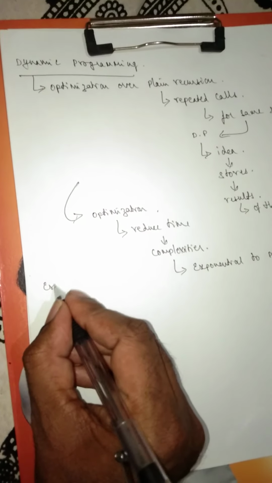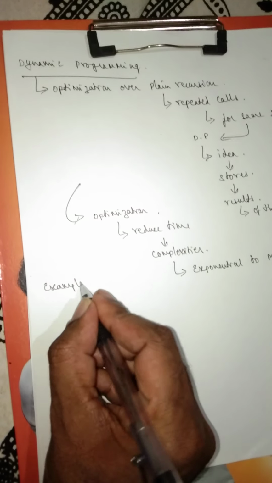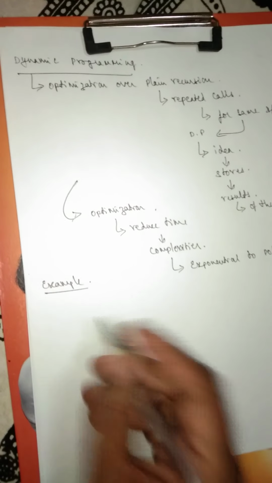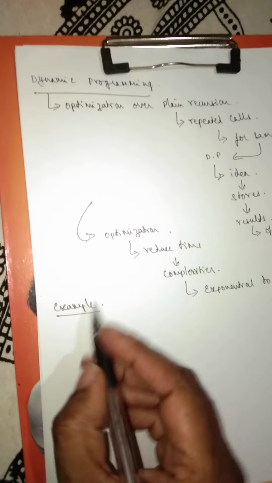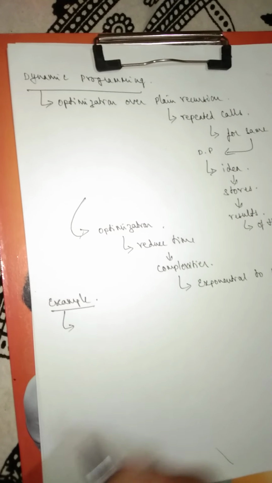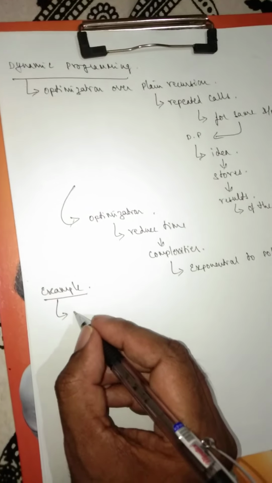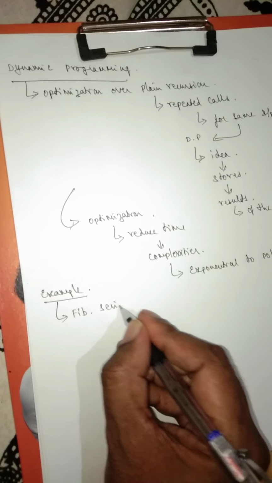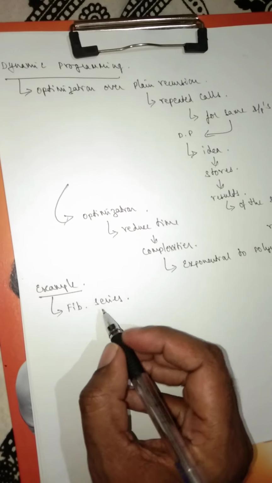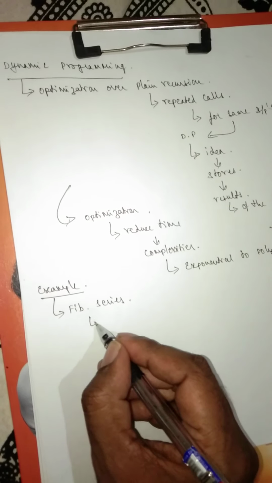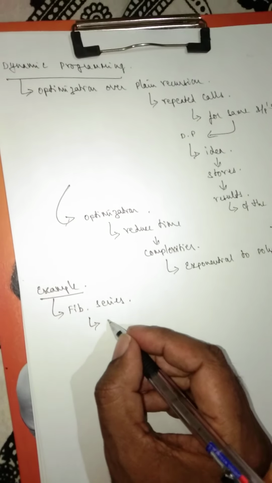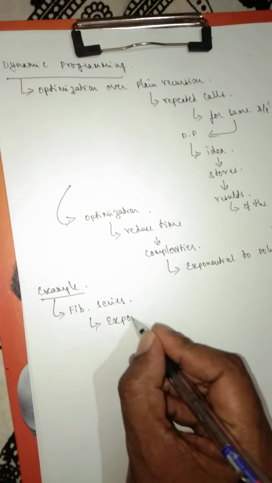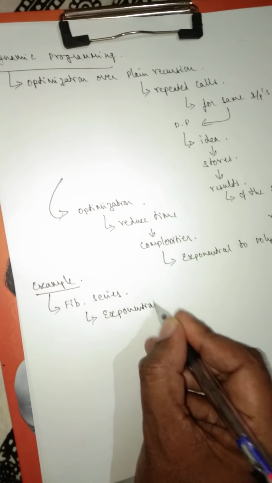Now we shall take up an example and try to understand what dynamic programming is. In this example, we'll take up the Fibonacci series, or in short the Fib series. When we write a program in the recursive manner, we get an exponential time complexity.